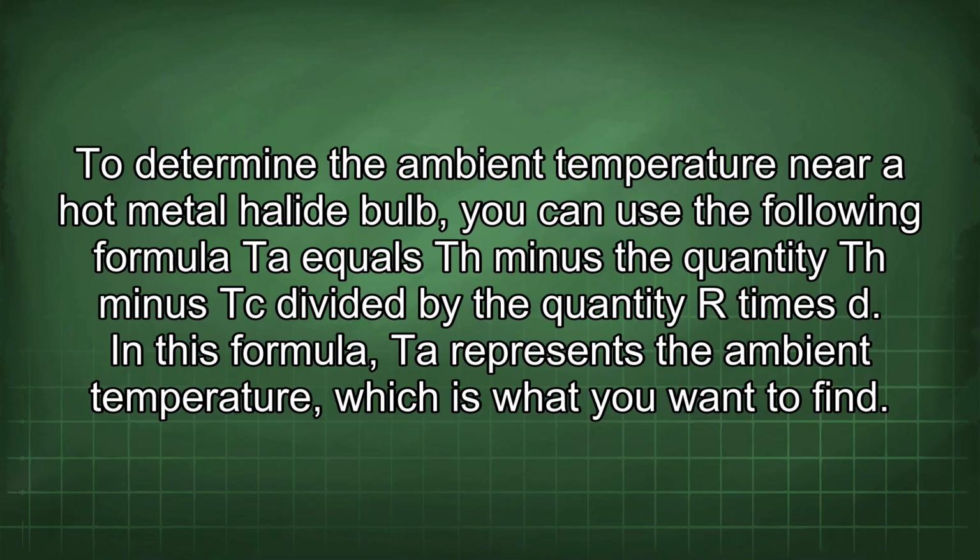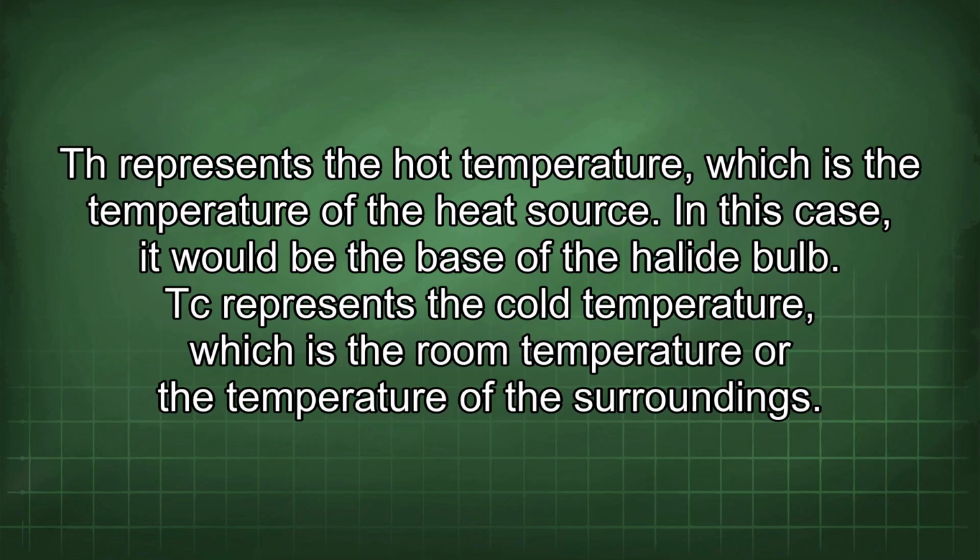To determine the ambient temperature near a hot metal halide bulb, you can use the following formula: T equals Th minus the quantity (Th minus Tc) divided by the quantity R times D. In this formula, T represents the ambient temperature, which is what you want to find. Th represents the hot temperature, which is the temperature of the heat source. In this case, it would be the base of the halide bulb. Tc represents the cold temperature, which is the room temperature or the temperature of the surroundings.